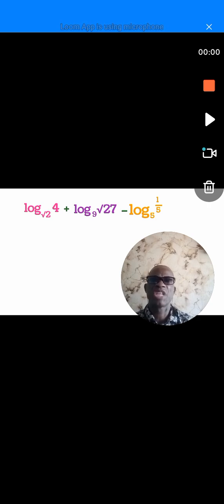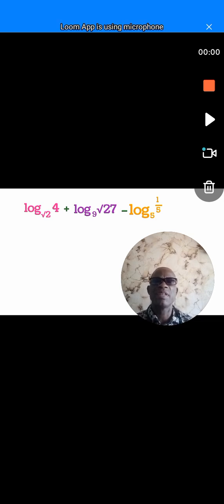We are going to change the base. You discover that in log 4, the base is root 2. Root 2 cannot form a proper base, so we are going to change the base. And how do we know the base we are going to change to? Now you look at the base and you look at the number. There's a relationship between 4 and 2, because 4 is a power of 2. 2 times 2 is equal to 4. So we are likely to change the base of this log to base 2.